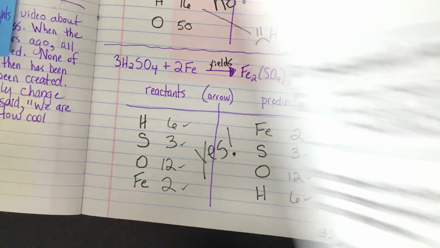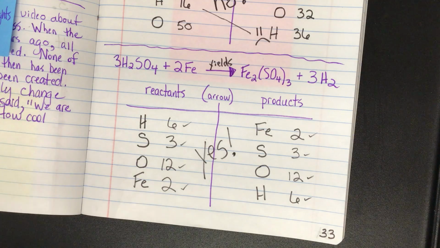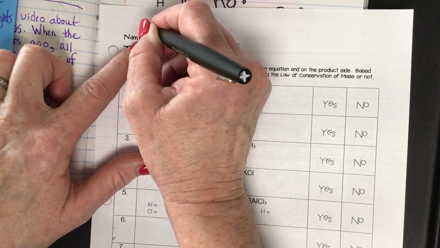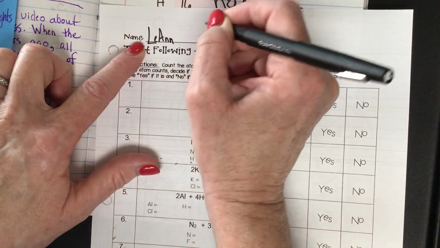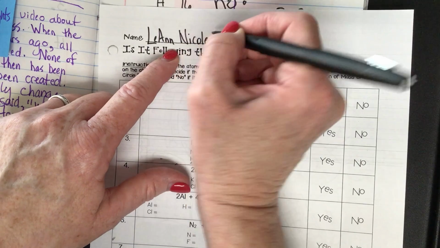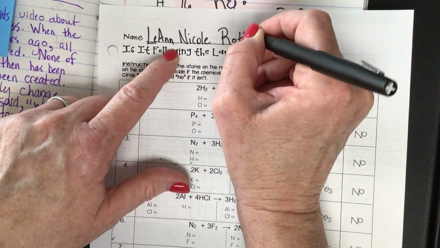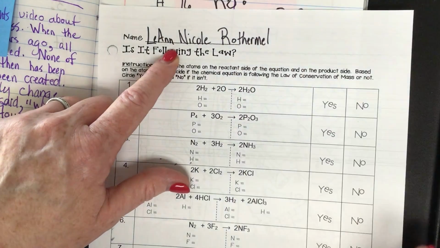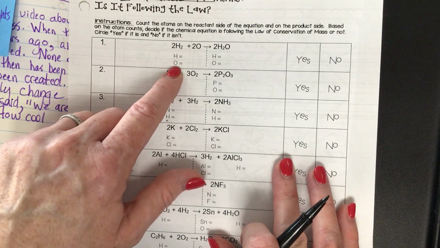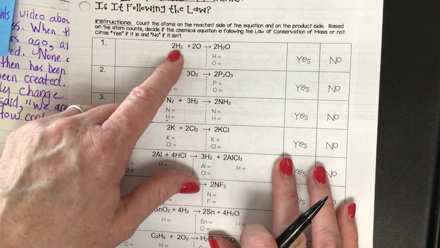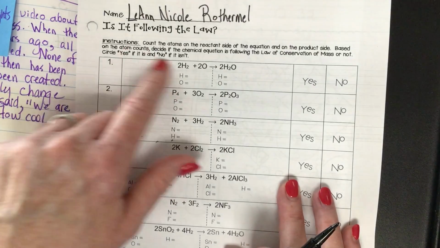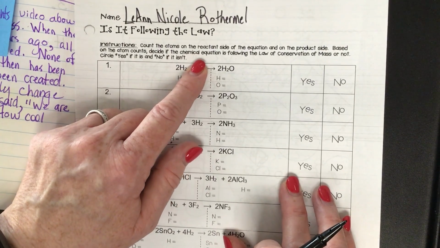I'm going to hand you a paper that says, is it following the law? And you are going to put your first name. There's room for our middle name. I'm going to give you this paper, and then you're just going to look here. We even have them written out for you. You're going to count the atoms, and then you're just going to circle yes or no if it follows the law of conservation of mass. Does that make sense? Yes.